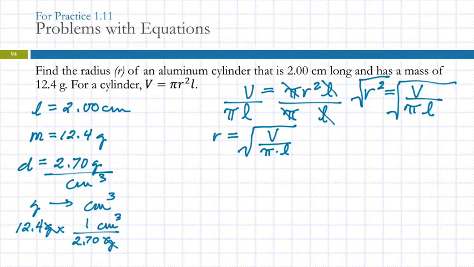So 12.4 divided by 2.70. Calculator's given me a big old mess. How many sig figs will this result have? 3. So I'm going to write down 3 and 2 extras. 4.59, there's my 3 sig figs, and the next 2 digits, 25. And the unit is cubic centimeters. That is the volume.